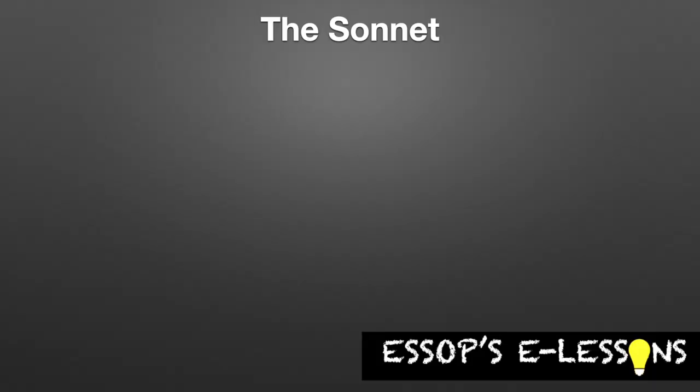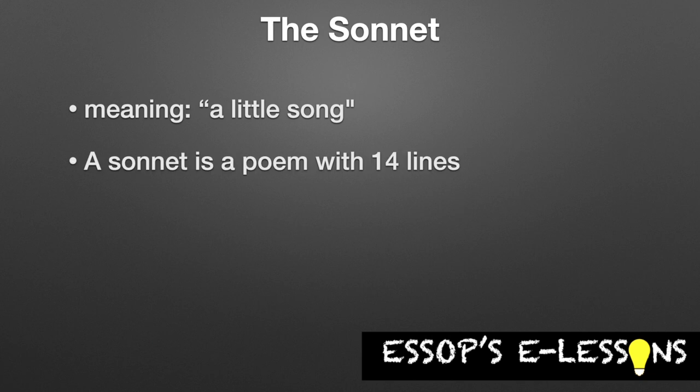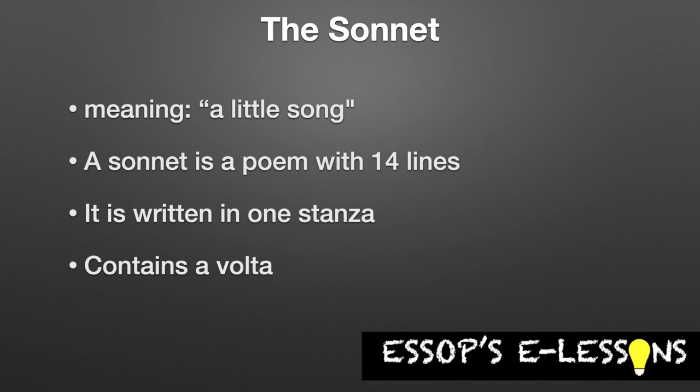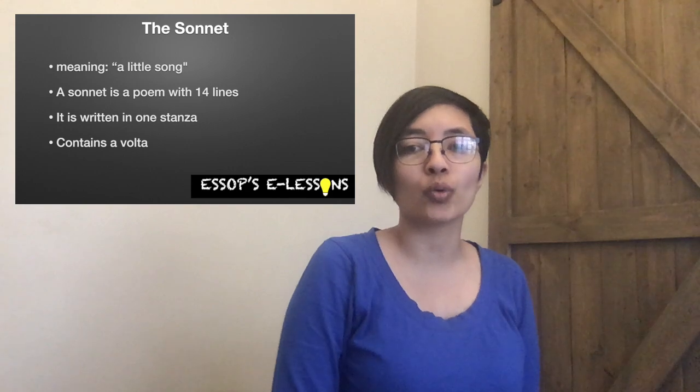The sonnet is a classical form of poetry. The word sonnet means a little song. It is a poem with 14 lines and is structured as one stanza. It contains a volta, which is the Italian word for turn, and this is the point in the poem where there is a dramatic change in thought or emotion.